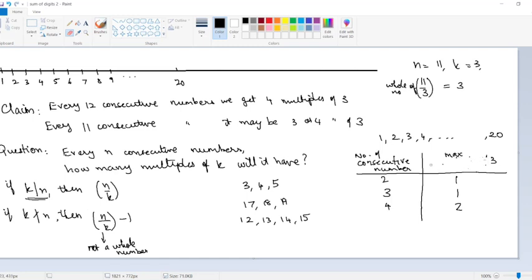6, 7, 8, 9. No, see, Shubhangi, 6, 7, 8, 9. Yeah, there are two. 12, 13, 14, 15 here. If you start from a multiple and go for three numbers, then you will have 2.